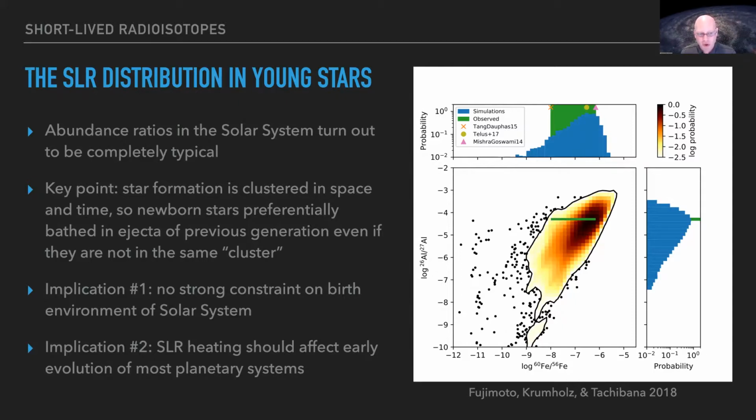So implication 1 here is that there's no strong constraint on the birth environment of the solar system. It's actually completely typical. Implication 2 is that heating from short-lived radioisotopes should affect most young planetary systems. The sun is not an oddball here. The amount of aluminum-26 we have in the solar system should actually be completely typical of all young planetary systems and should be incorporated into models as such.